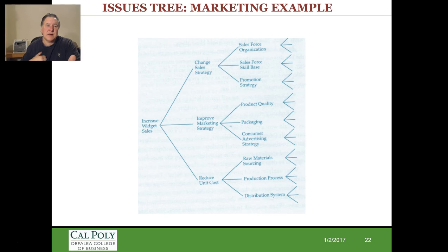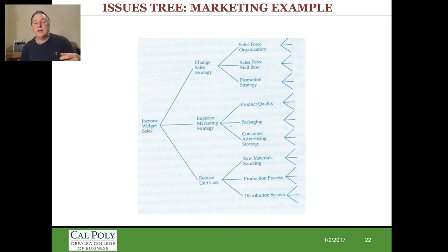I use this example from a marketing standpoint because I really like it, it's classic. We need to increase sales. Okay, well, what do we do? We can do one of three things. We can reduce costs, because price is always an issue. It's a major driver. We can improve our marketing strategy, or we can change our sales strategy. And then with each piece, you can drill down further.